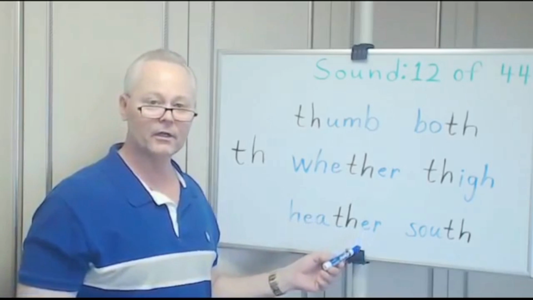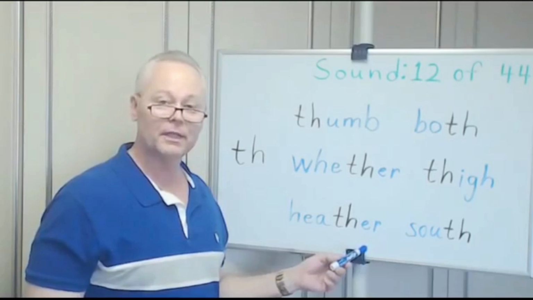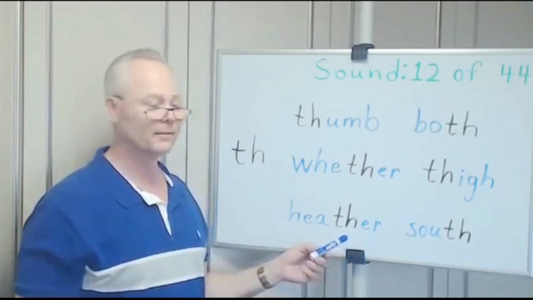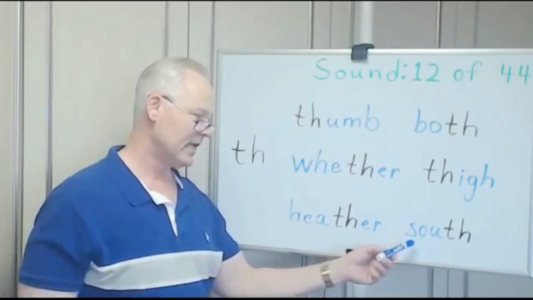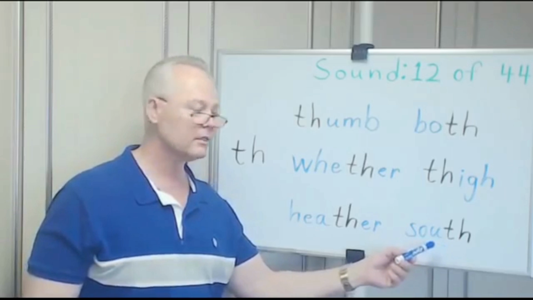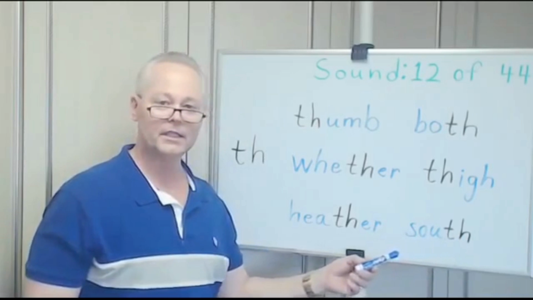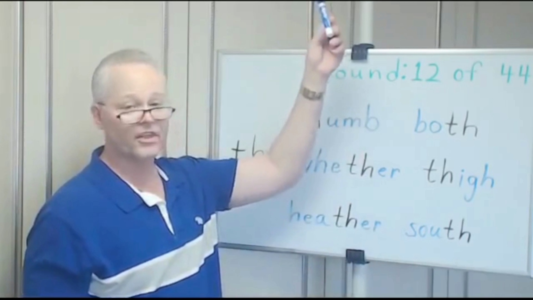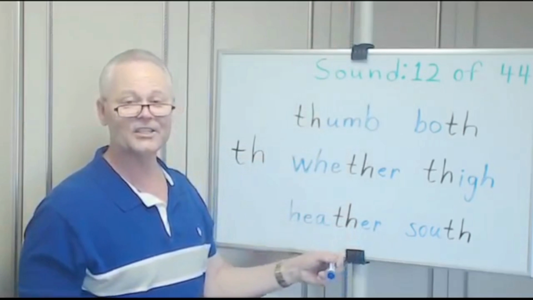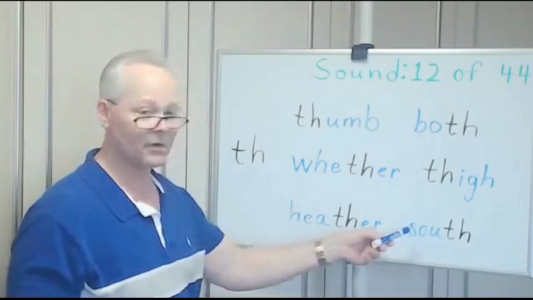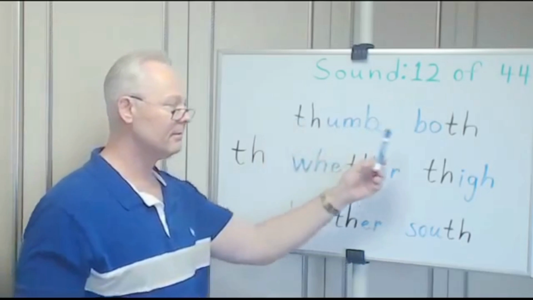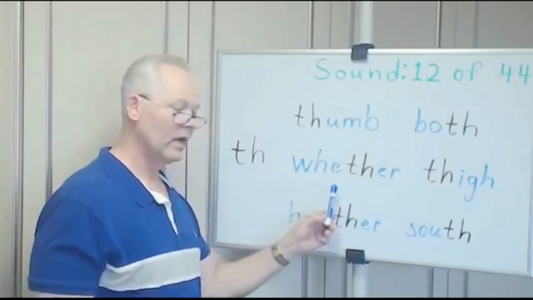Heather. Heather is the name of a plant. Beautiful smelling plant. And then we have south. South. As in the direction. We have north, south, east, and west. South. Thumb. Both. Weather.